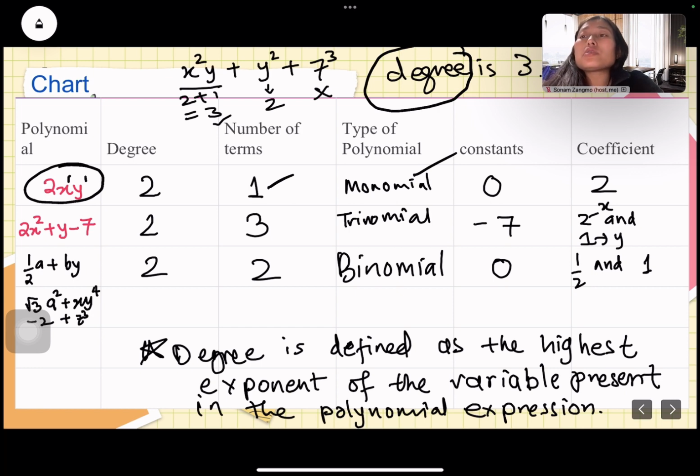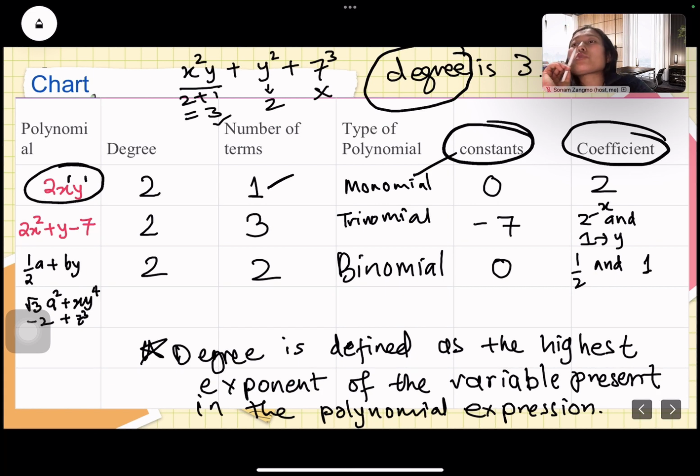Constant, meaning a number without variable. So there is no number without variable. Coefficient, remember I said coefficient means coexisting. A variable and a number will coexist together, such as here. So in front of the variable we have 2, so the coefficient is 2.